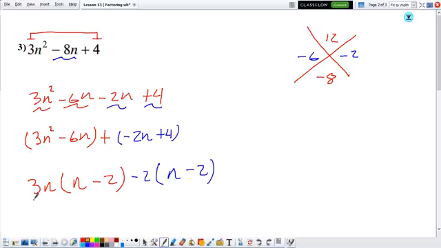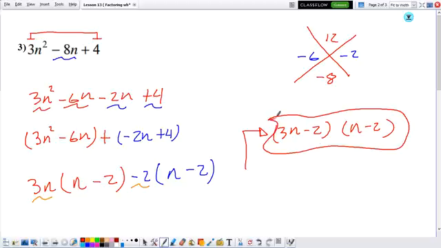Again, look at the outsides with the outsides, so let's finish it off here. So I'm going to have 3n minus 2, that's the first group, and my second group is what I repeated, which is n minus 2. So again, this is what we're looking for. This is the factor form, which is what we wanted. 3n minus 2 times n minus 2.